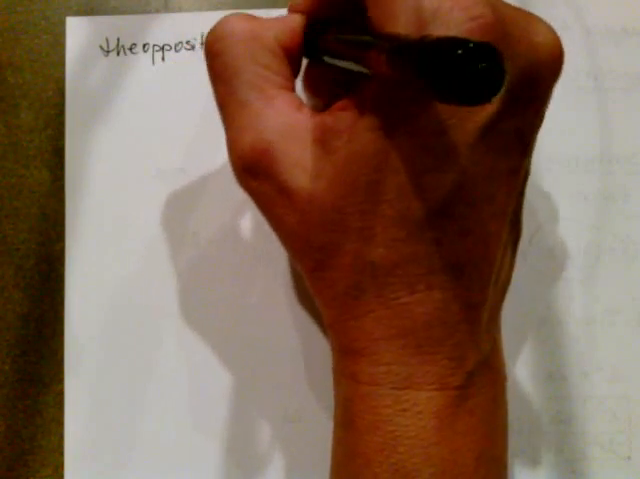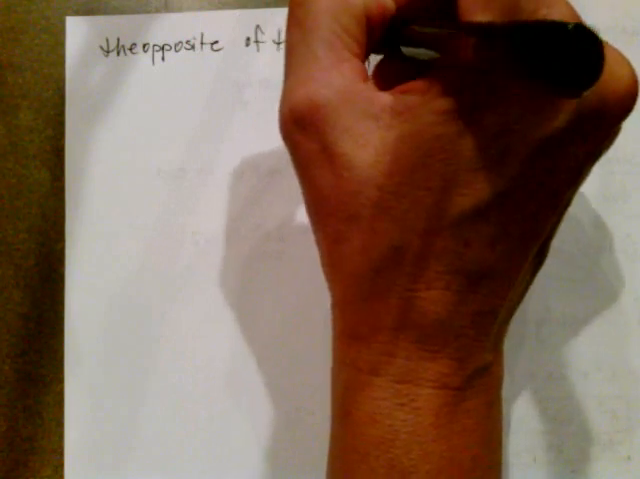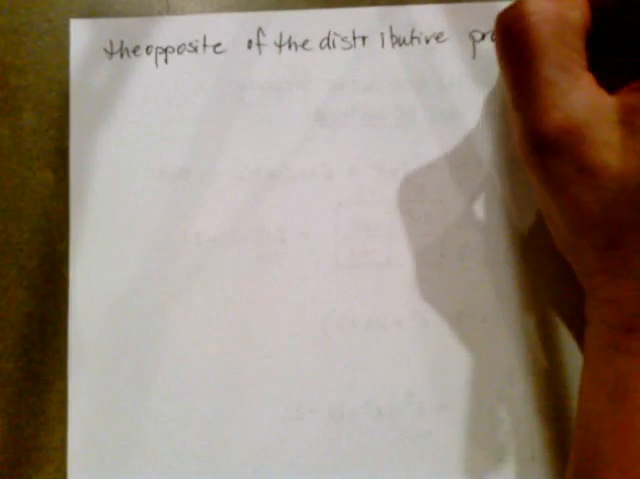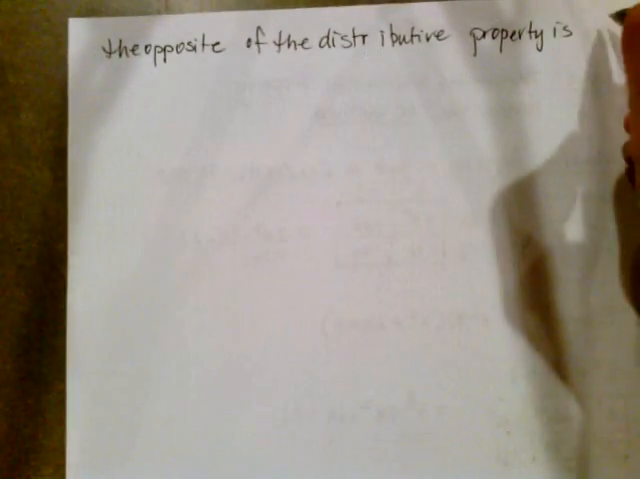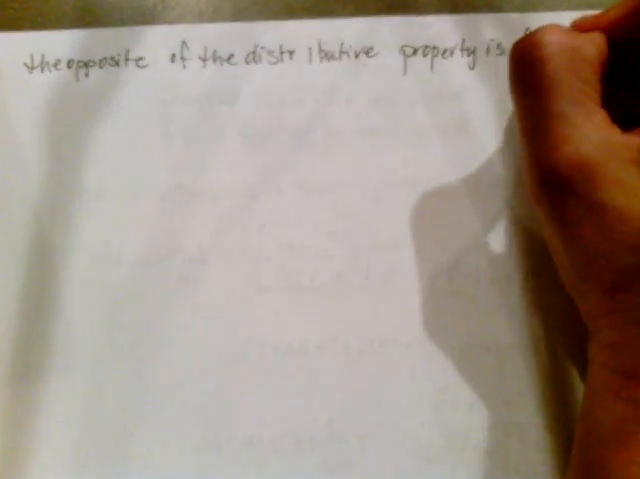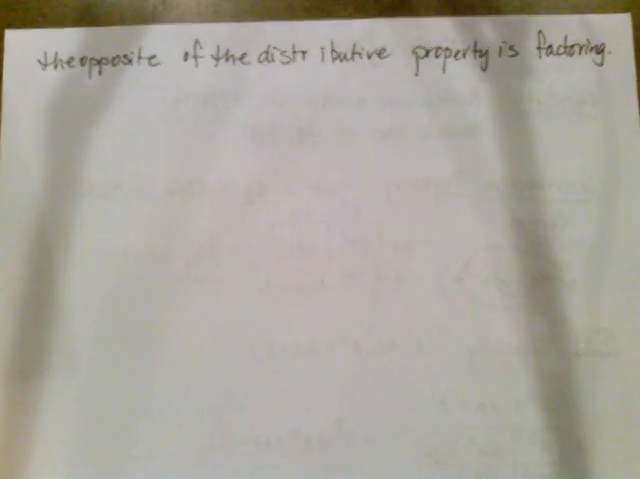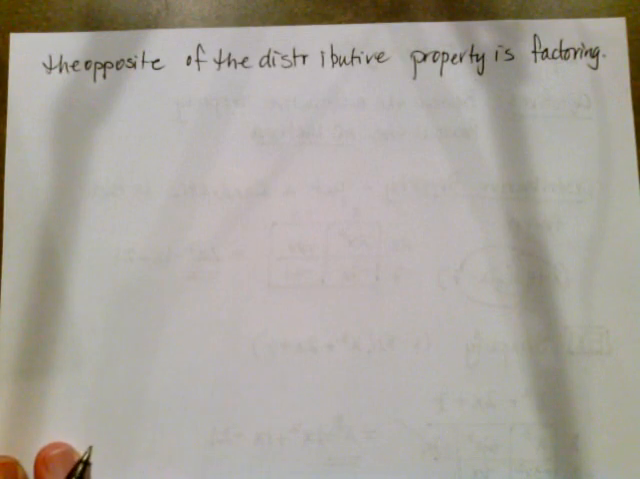Alright, so now as we keep going, when we move through, we're going to do the opposite of the distributive property. So the opposite of the distributive property is factoring. Okay, that's kind of the F word of math. People don't like to factor, but it really is an important skill for us to learn.